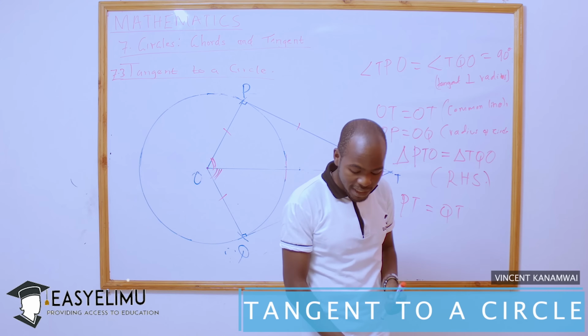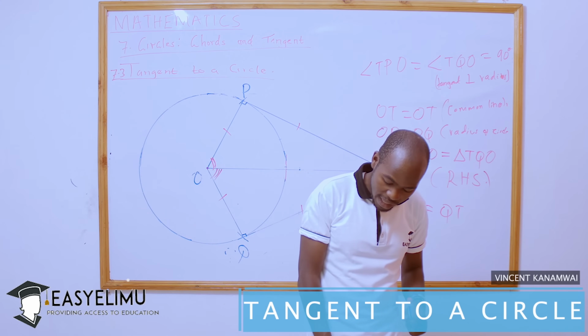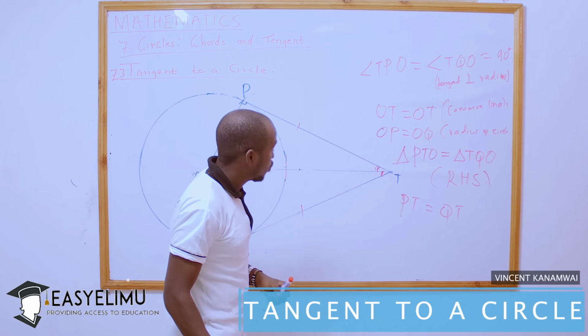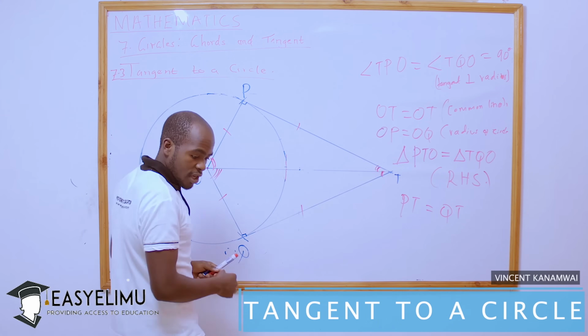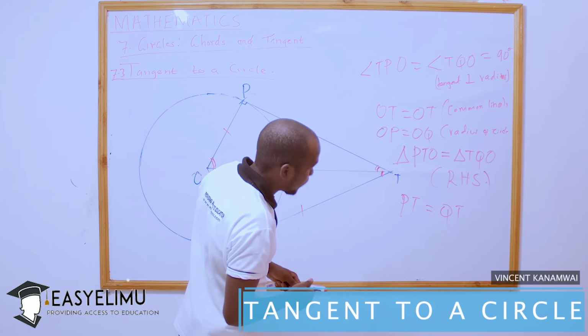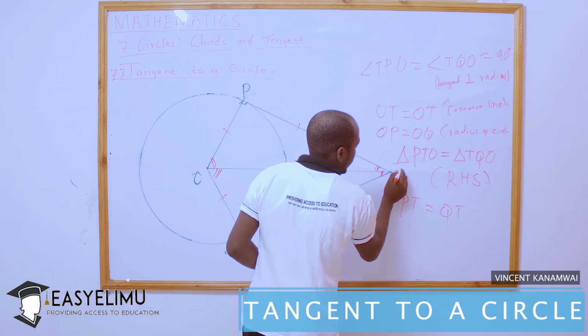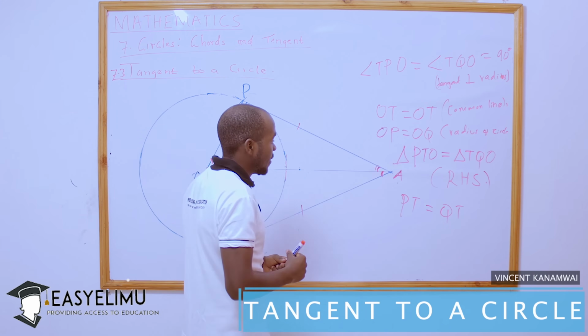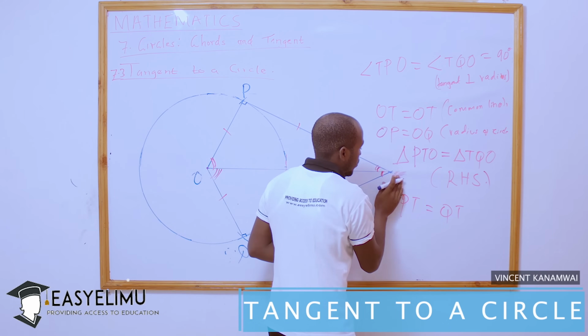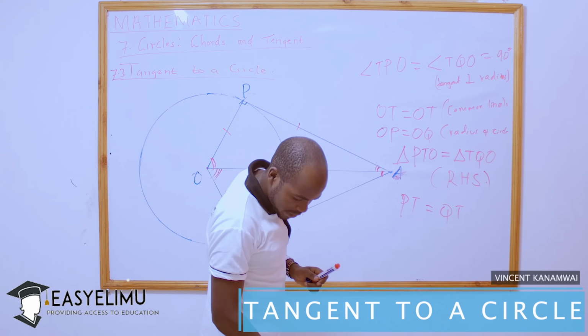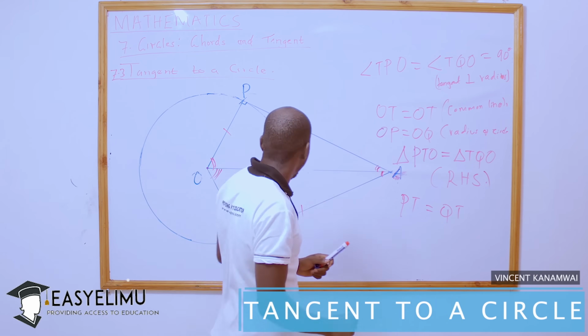We have been told the tangents PA and PC are each 12 centimeters long. So this one is PA, that point here is A, and the other one is PC.